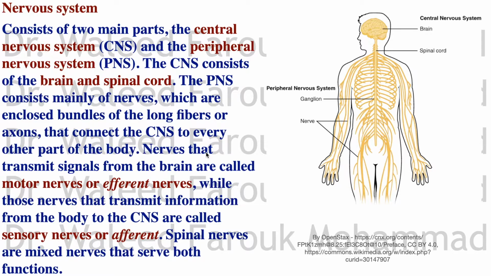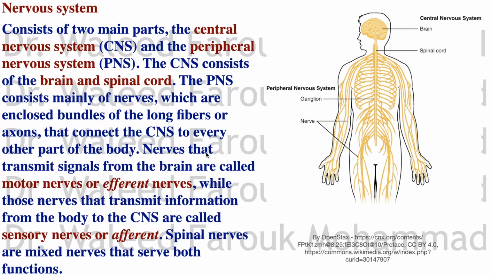The peripheral nervous system consists mainly of nerves, which are enclosed in bundles called fascicles, surrounded by perineurium. Its long fibers are axons. These axons connect the CNS to every other part of the body, either by sending motor impulses or receiving sensory information from all over the body.